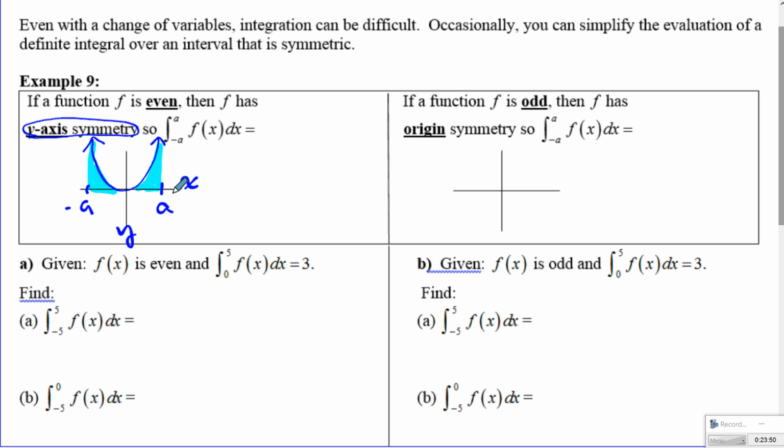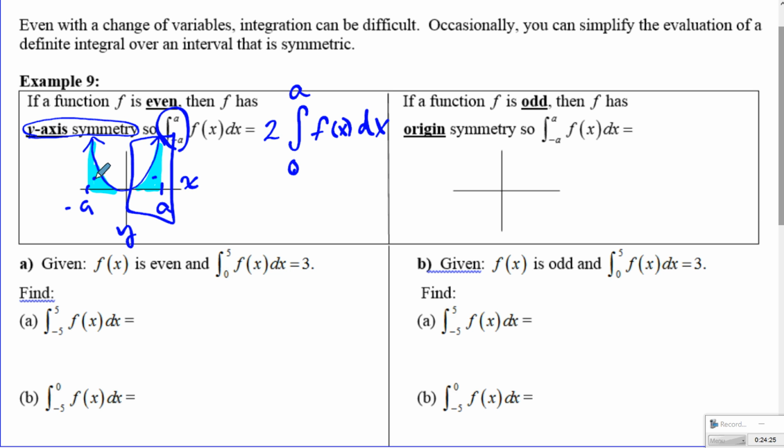And what do you notice about the area from negative A to positive A? Well, I get repeats in each of those regions, right? So I can say that that entire region is equal to twice the value from 0 to A of f of x dx. I can use the idea of symmetry and make an easier integral, 0 to A, out of it. So I'm just looking at this half. If I double this side, I will pick up that area, okay?